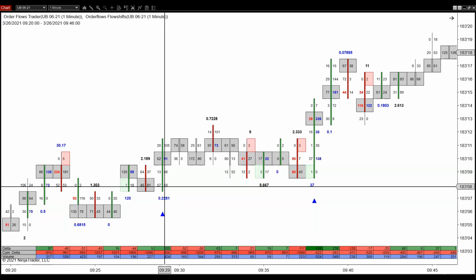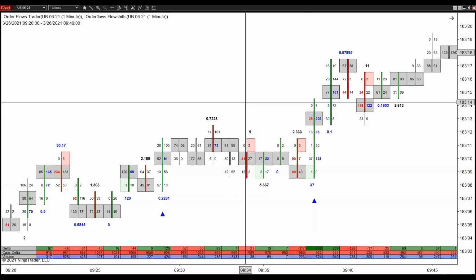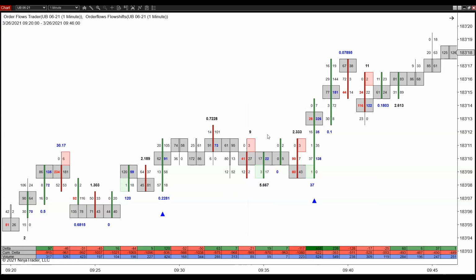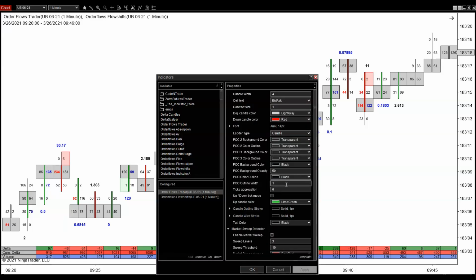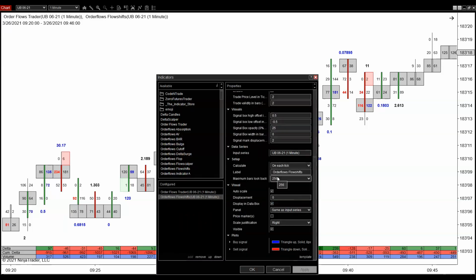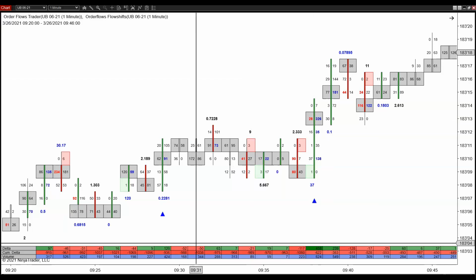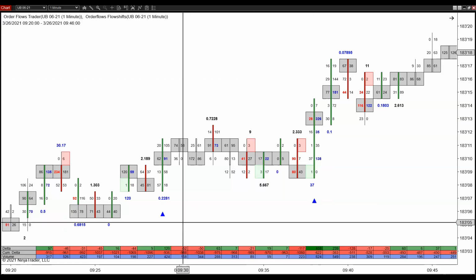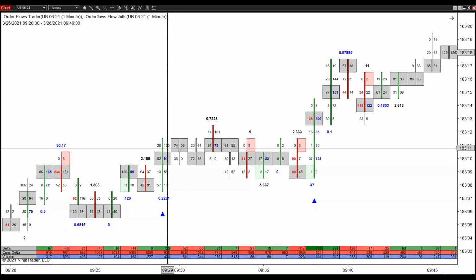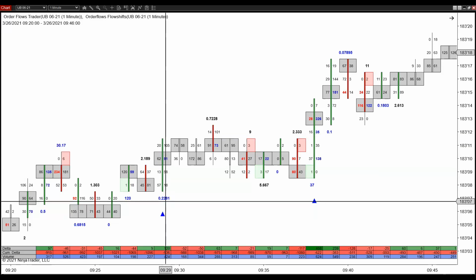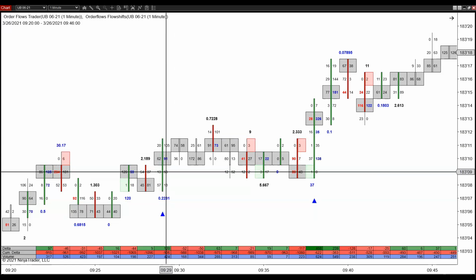Okay, so here's a signal here. Now again, I have trade entry signal off. Where is it here? Trade entry signal is disabled. On these other markets, I have it enabled. And really, this is a market I have grown intimate with, so that's why I turn it off. If it was turned on, it would not give this signal here.